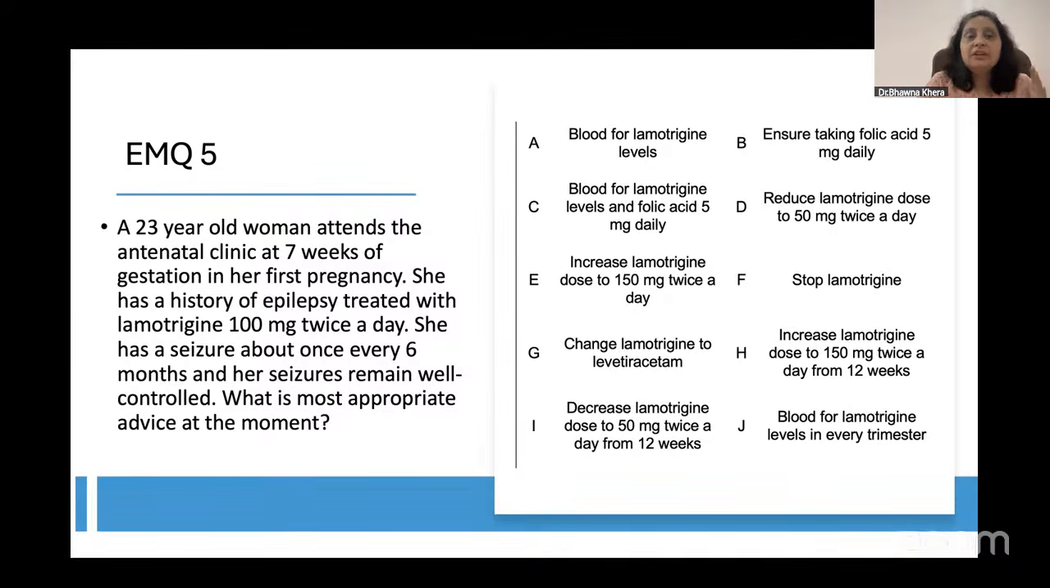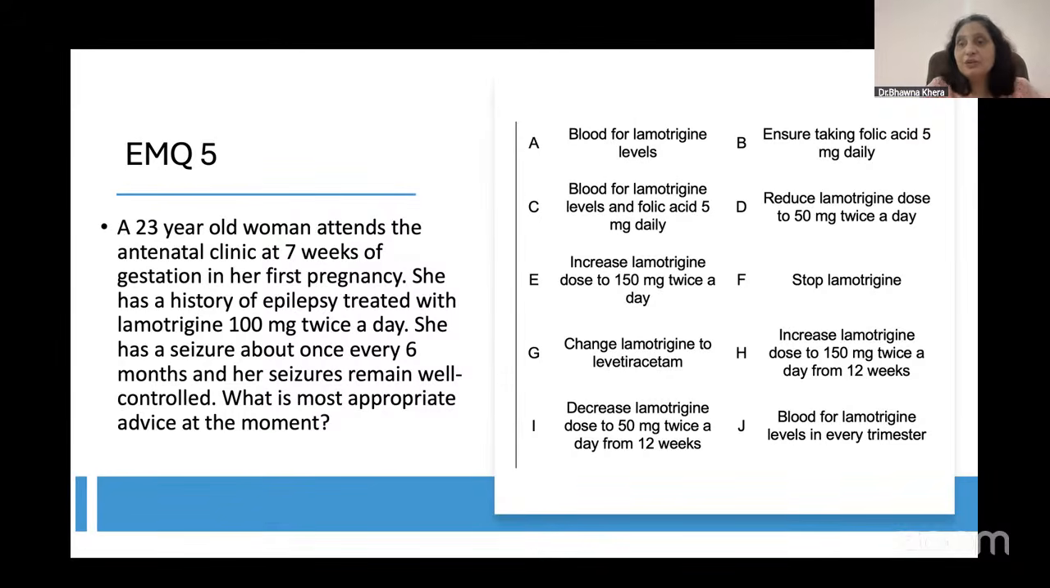So a 23-year-old woman attends the antenatal clinic at 7 weeks of gestation in her first pregnancy. She has a history of epilepsy treated with lamotrigine, 100 milligram twice a day. She has a seizure about once every 6 months and her seizures remain well controlled. What is the most appropriate advice at the moment?